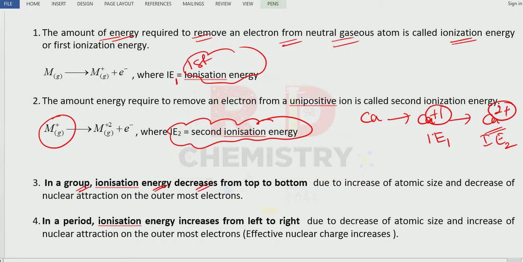Now, in a group, ionization energy decreases from top to bottom. This is because atomic size increases, correct? When the atomic size increases, the distance between the nucleus and the outermost electron increases. So it is easy to remove the electron because the attraction between the nucleus and the outermost electron decreases. Along a period, ionization energy increases from left to right. This is because size decreases, so the attraction between the nucleus and the outermost electron increases. When the attraction increases, it is not easy to remove the electron from the outermost shell. Clear?